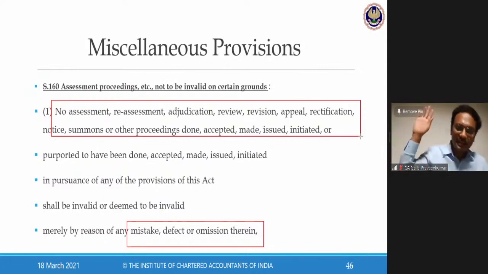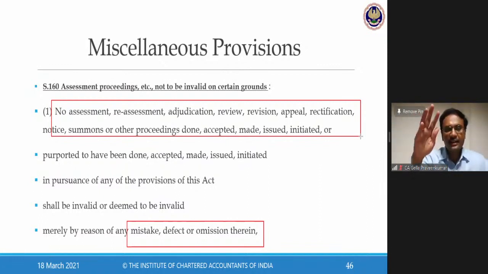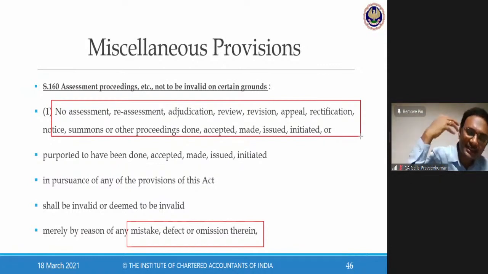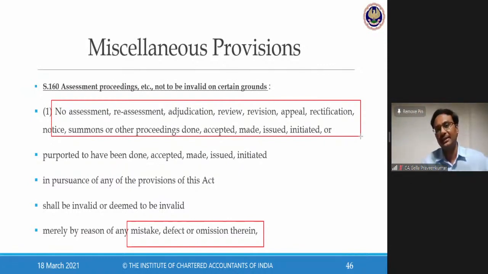Then, sir, it is a mistake. It is a defect because it is not served on me. It is not a valid assessment. It is not a valid adjudication. No, these are technical grounds you can fight on, saying that this process itself is a defective process. Another fantastic provision.